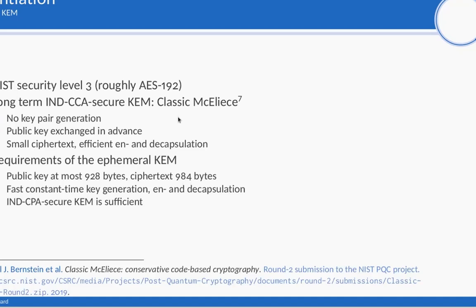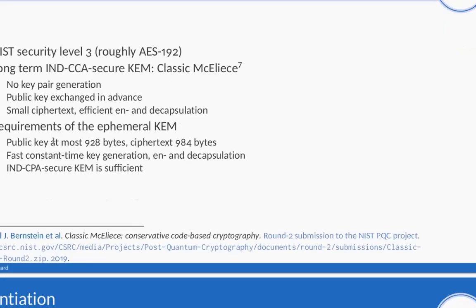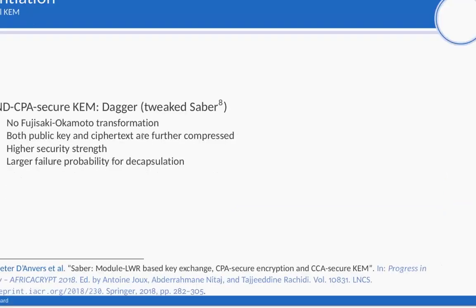So we took a look at the NIST security level 3 KEM candidates, and none of them met those criteria. In the end, we decided to do the following. We picked Saber, which is a lattice-based KEM, and we tweaked it. Specifically, we dropped the Fujisaki-Okamoto transformation because we don't need CCA security anymore. In addition, we further compress its public key and ciphertext to make them even smaller. And this compression has a nice side effect: we actually reduce the amount of information in the public key and the ciphertext, which makes the underlying lattice problem even more difficult.